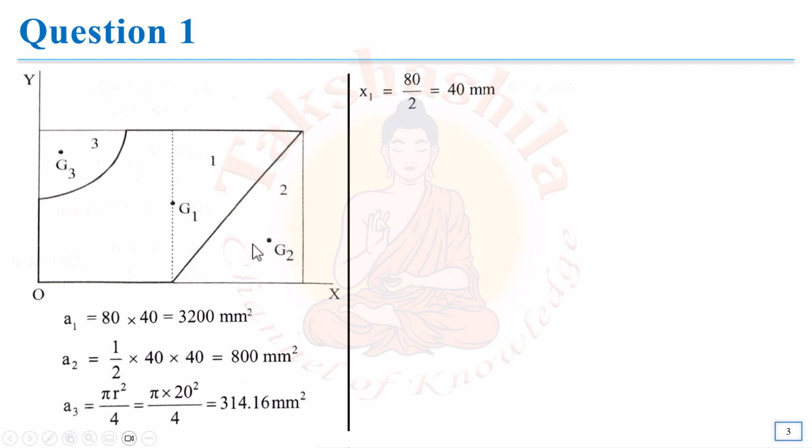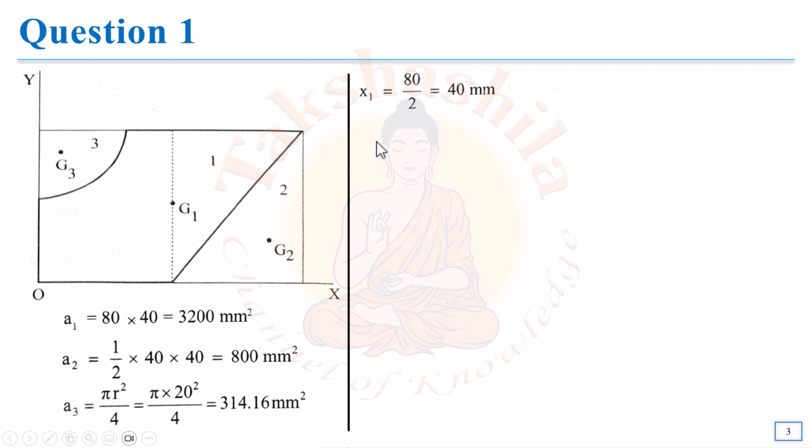Now let us try to find x2. So what will be x2 here? What we know is, from this right angled corner side, that is this vertical side, the distance to the centroid is 1 by 3 times the base. Okay, base is 40. Therefore, this distance will be 1 by 3 times 40.